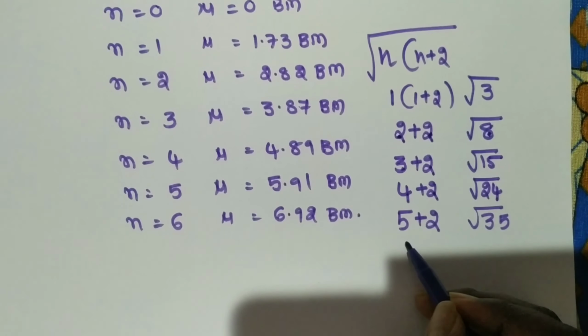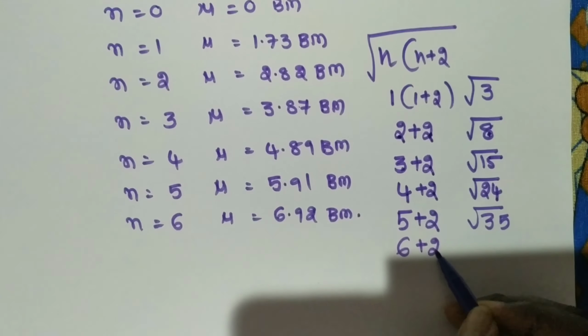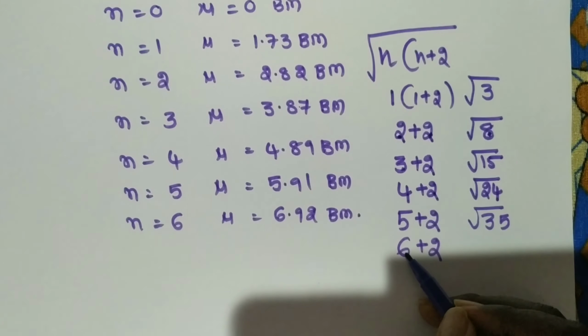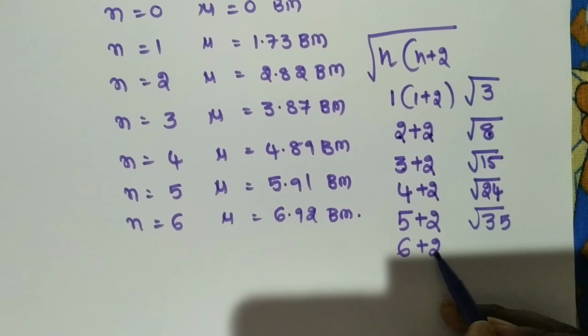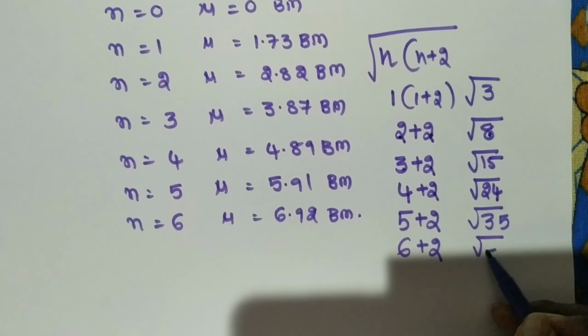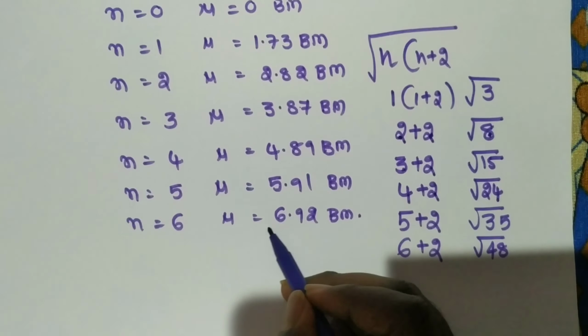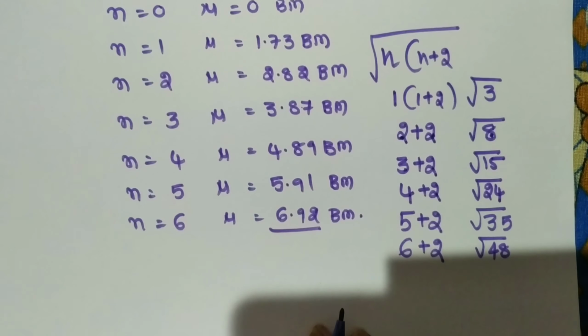Or the number of unpaired electrons is 6, you add 2, and the total value is multiplied with 6. 6 plus 2 is 8, 8 sixes are 48, so root 48. Root 48 value is 6.92 Bohr magnetons. Like that we can calculate magnetic moment easily.